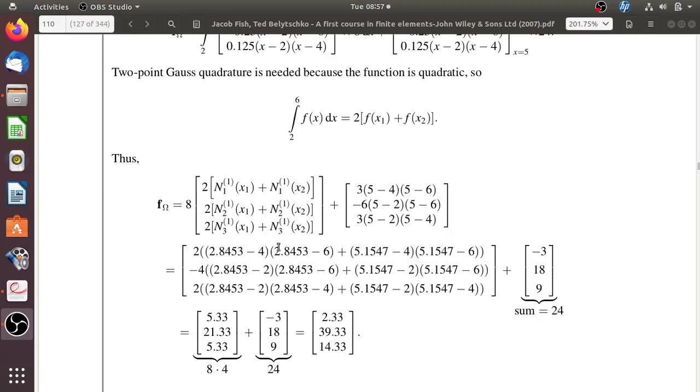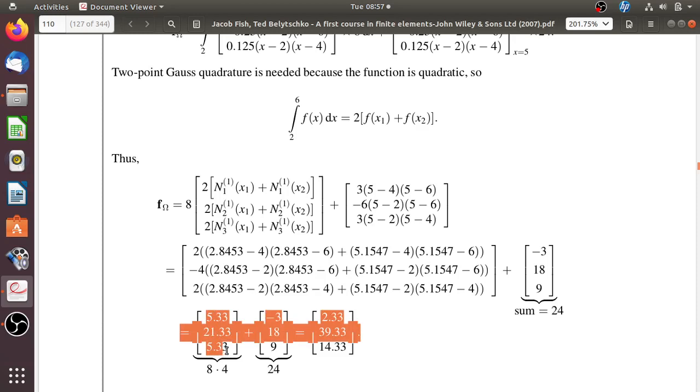Okay, and finally once again you will be using the 2-point Gauss quadrature. And if you do that, finally you will end up with this vector.